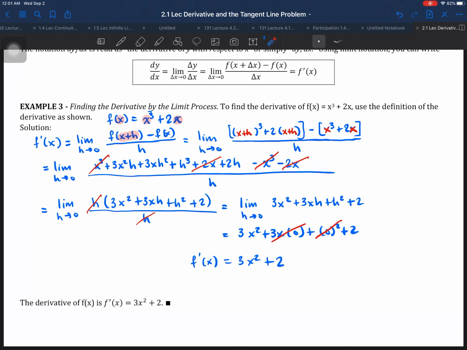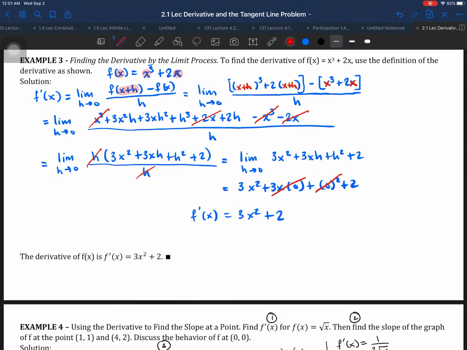Now go ahead and simplify the algebra. We want to simplify this whole thing. So distribute this x plus h cubed, and remember that this is the same thing as x plus h times x plus h times x plus h. Maybe I'll write it over here. So you have to distribute that whole thing, and my result is x cubed plus 3x squared times h plus 3x h squared plus h cubed plus 2x plus 2h, followed by distributing the negative here, negative x cubed minus 2x.